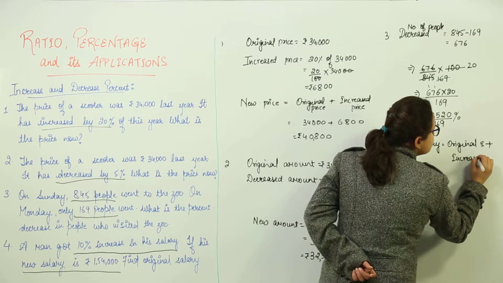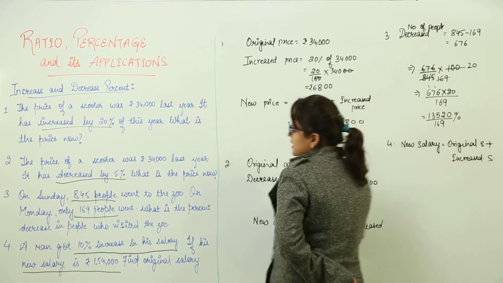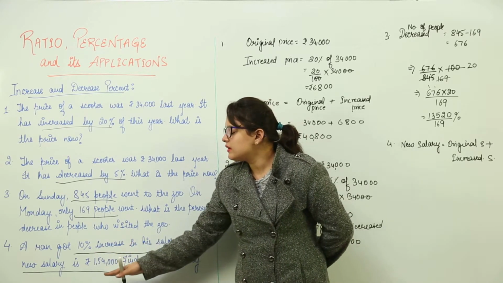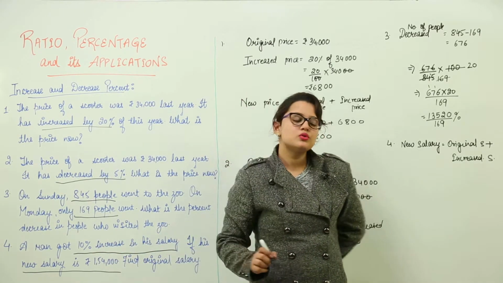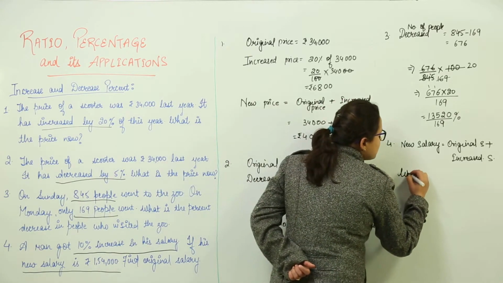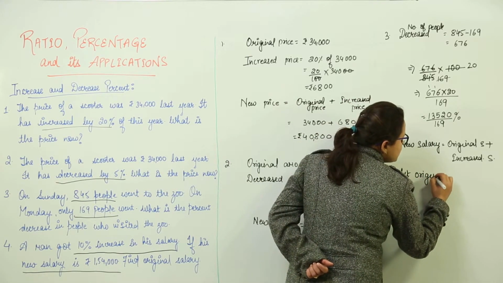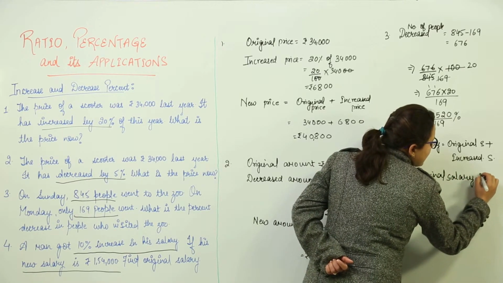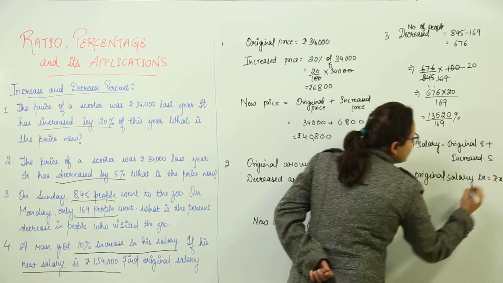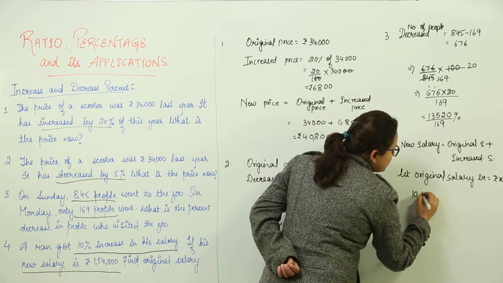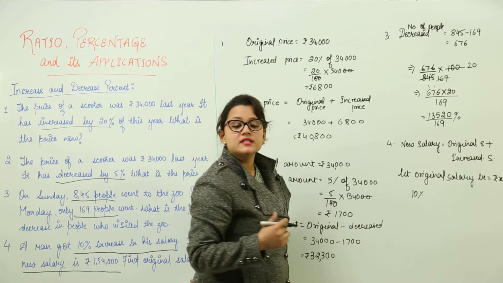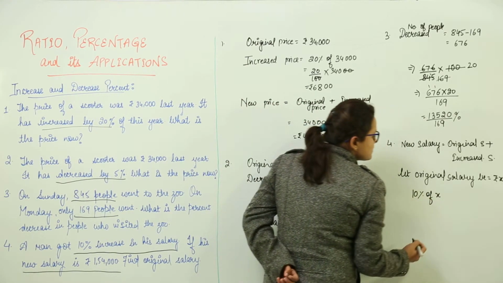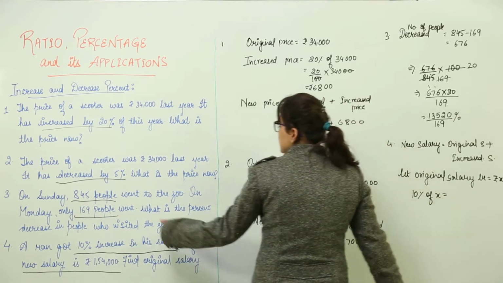Now what am I supposed to do here? I am given two data points in the question. I have been given the percentage increase also and the new salary also. So what I'll do, I'll consider the original salary to be X rupees. So I'll write, let original salary be rupees X, and I will take the calculations now. They are already saying the salary is getting increased by 10%. That means 10% of X will be the increased salary now.